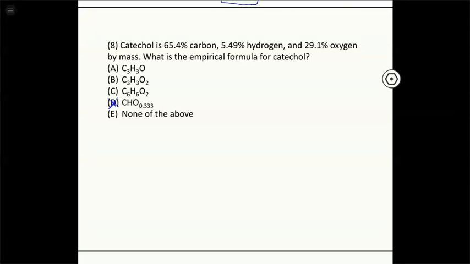All right, so if we do this, remember that when we're given mass percents, we assume that we have 100 grams of compound, and then we convert each of those amounts into a number of moles.